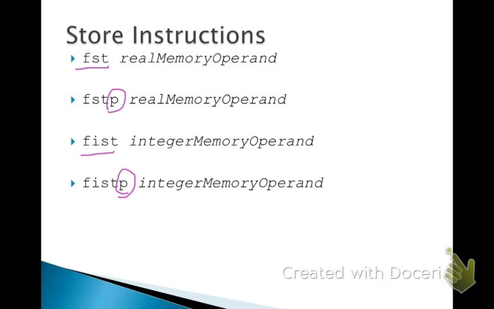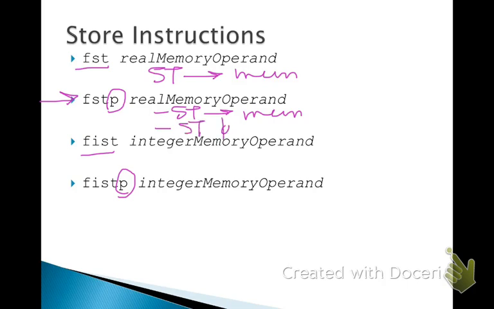The first one, float store, is going to copy the stack top to memory. So stack top gets copied to memory. This does not change the contents of a floating point stack register. This instruction, however, does. This is going to do two things. Stack top gets copied to memory, and then stack top is popped. Okay, so it kind of cleans up the stack as it's going.